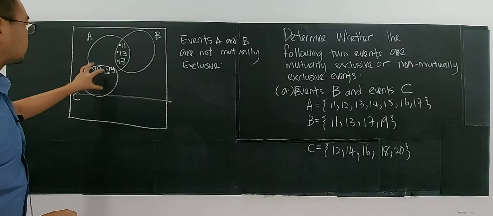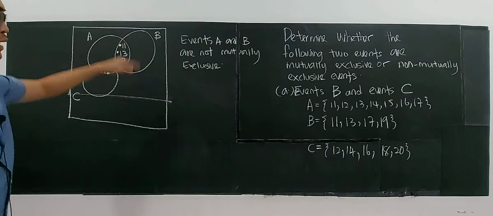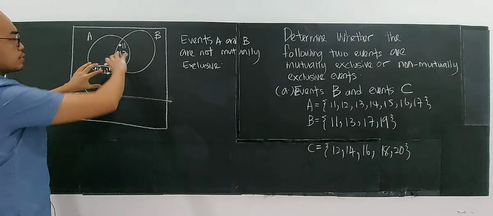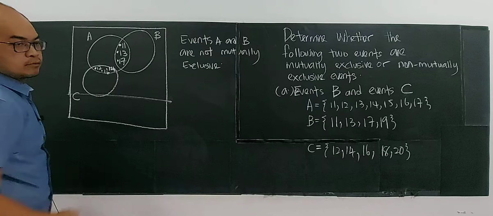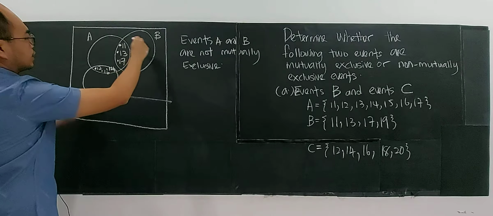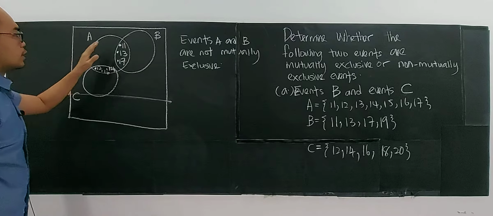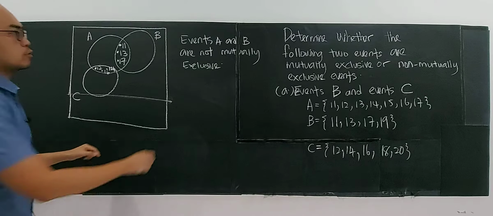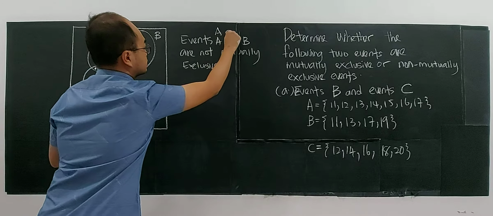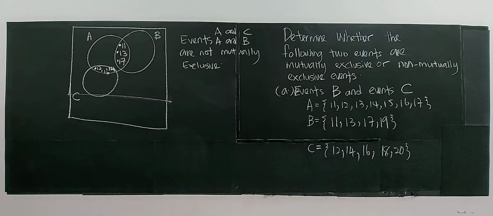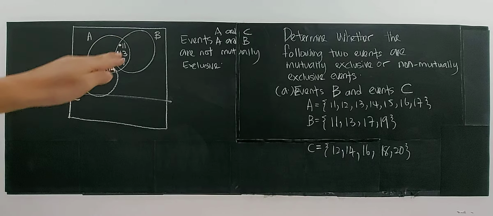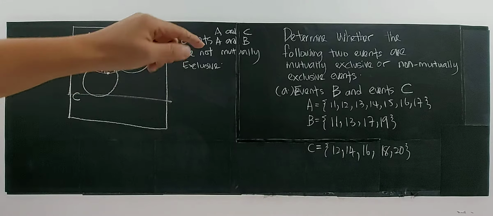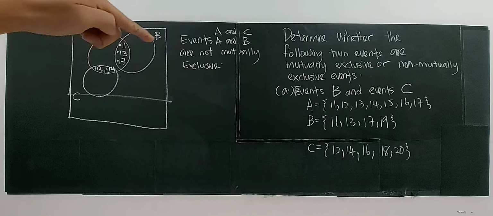But events B and C do not intersect. The set B and the set C do not overlap. A and B intersect, so A and B are not mutually exclusive. And A and C also are not mutually exclusive. But events B and C are mutually exclusive. Very simple.